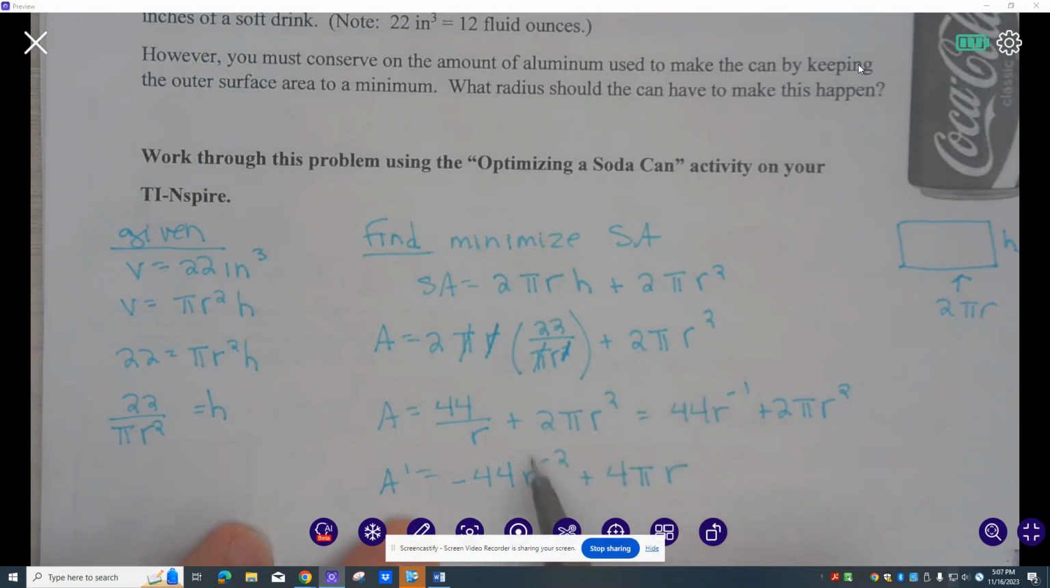Yes, r to the negative 2. Okay. It's a calculator one, I believe, because you end up getting a decimal. So I want to find out where this is equal to 0. So if you set this equal to 0 and graph this and find the zeros, you're going to find that A prime equals 0 at r equals 1.1519, and I should say approximately there.